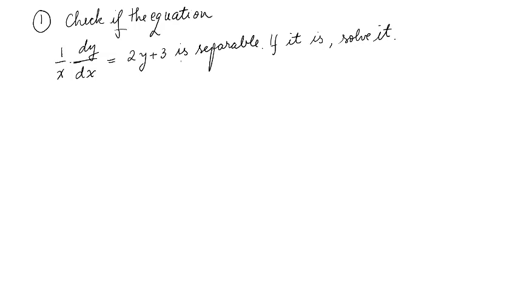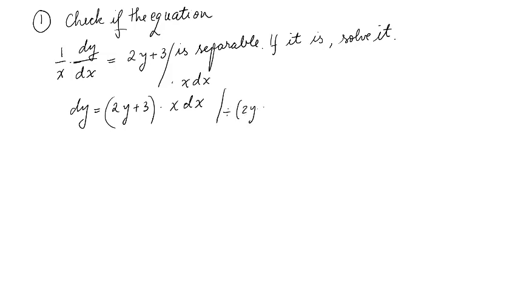So let's try to do that. If I multiply both sides by x dx, I get dy equals 2y plus 3 times x dx. And then if I divide both sides by 2y plus 3, I get 1 over 2y plus 3 dy equals x dx. So yes, I was able to have all the y variables on one side with their differentials, and the x and dx on the other side. So when I have that, the next step is to integrate both sides.